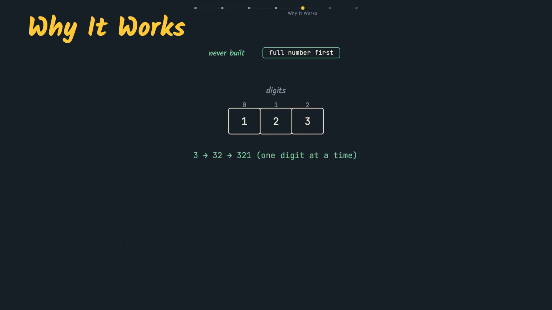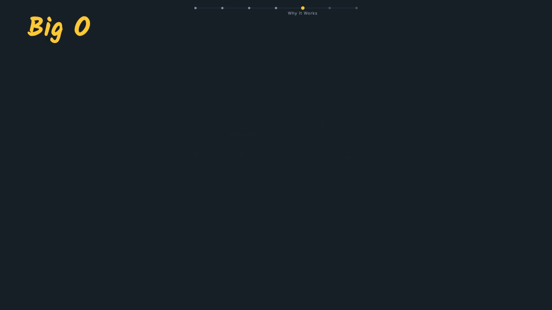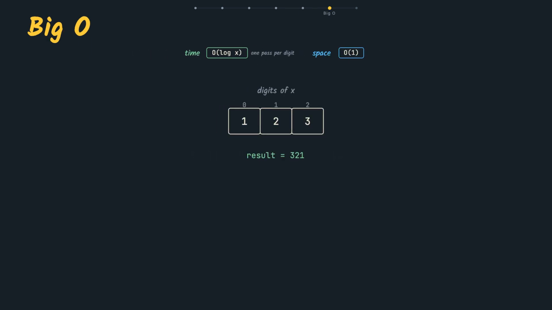Notice what changed. We never built the full reversed number first. Each digit was handled in its own step. And the overflow check happened before the dangerous multiply, every single pass. No 64-bit storage needed. We touch each digit once. The number has about log 10 of x digits, so the time and memory grow with that.